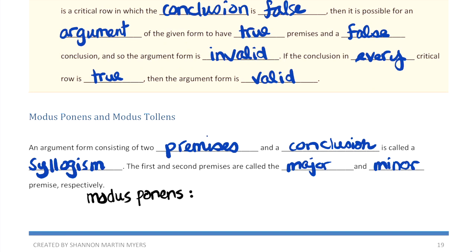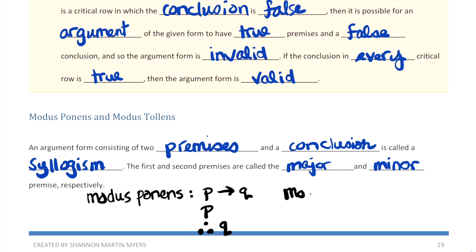So, modus ponens is going to have the form: if P then Q, right? Or if something then something. This first one is true, so the way I've written it, P is true, therefore Q. That's a modus ponens argument.